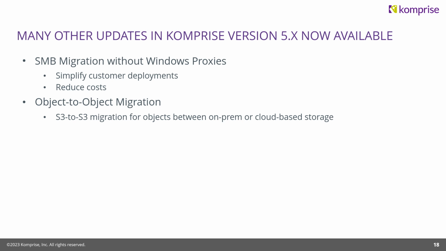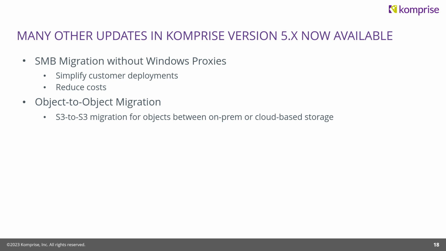Yeah, in fact, so far everything I've talked about is present in the 5.x line. 5.1 is the current latest version. 5.2 is on the way to come out soon. What we're about to release imminently is in development. We're going to be able to do SMB migrations without Windows proxies.